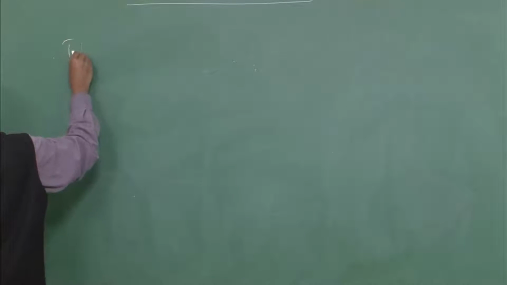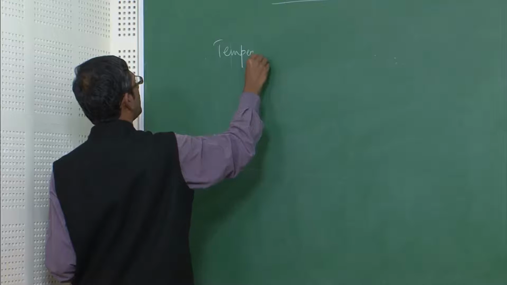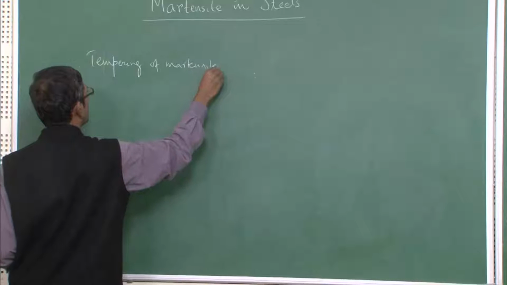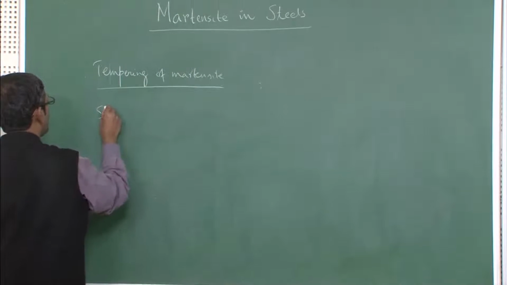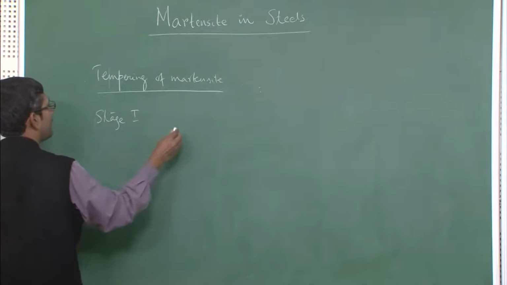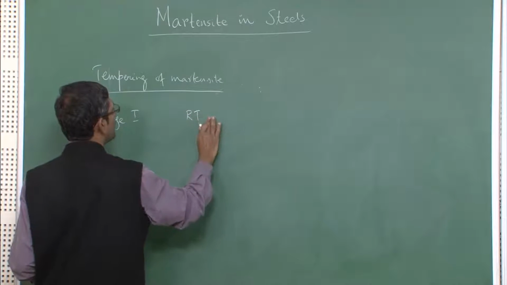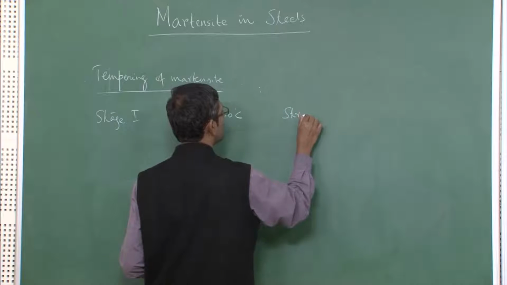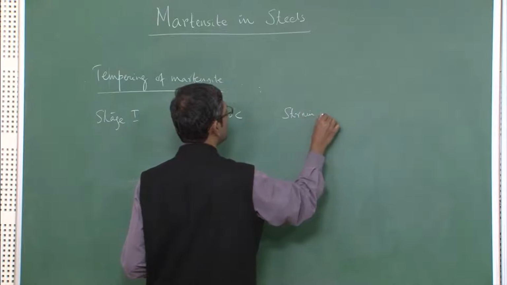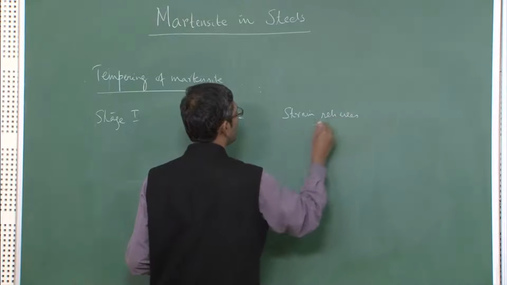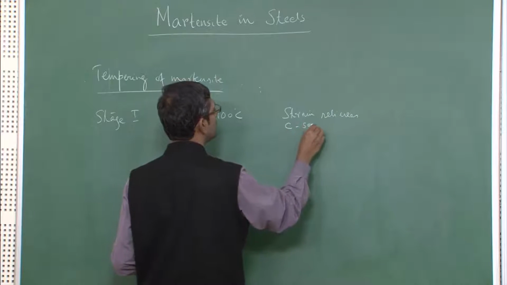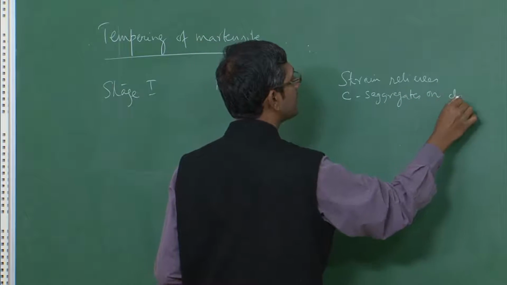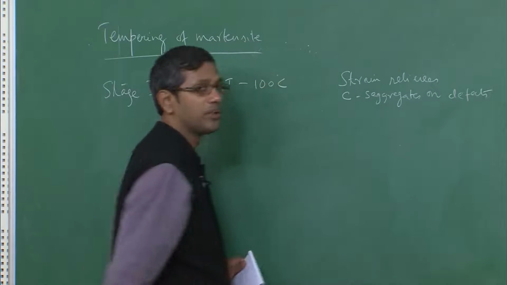So, tempering of Martensite, this is to reiterate the fact. First one is stage 1, it happens at temperature from room temperature to 100 degrees Celsius, is nothing but strain relieving, and basically carbon segregates on defects, meaning dislocations and twins.